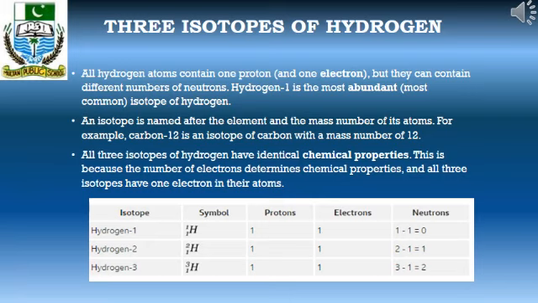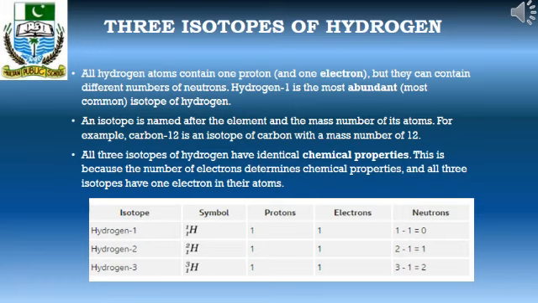All 3 isotopes of hydrogen have identical chemical properties. This is because the number of electrons determines chemical properties, and all 3 isotopes have 1 electron in their atom. So this is the main reason why all the isotopes of hydrogen have identical or the same chemical properties.